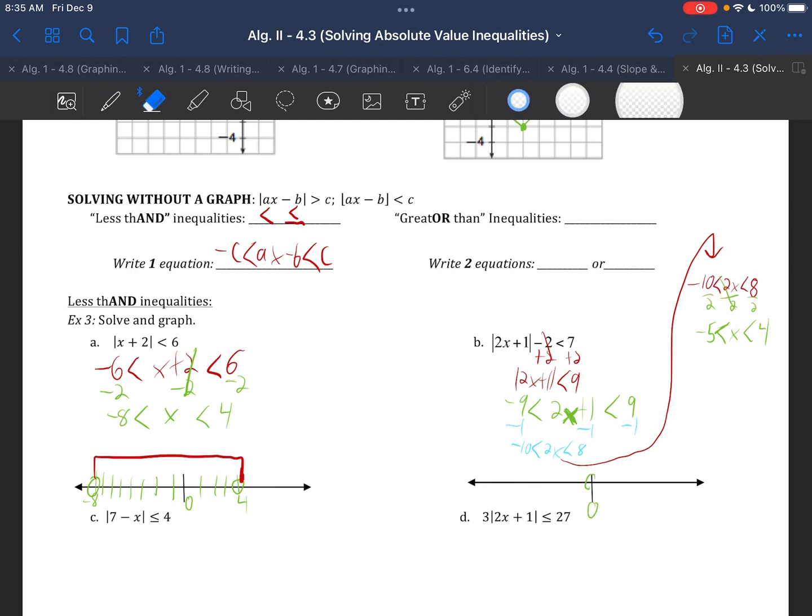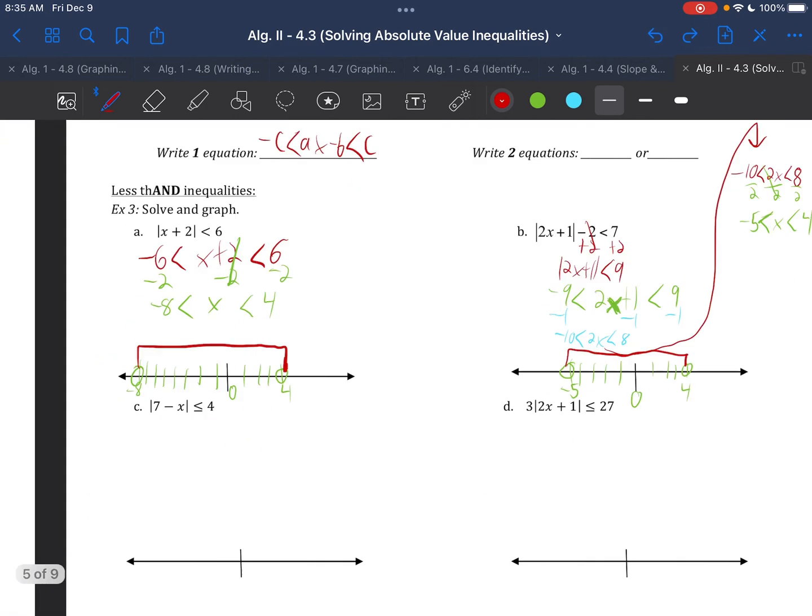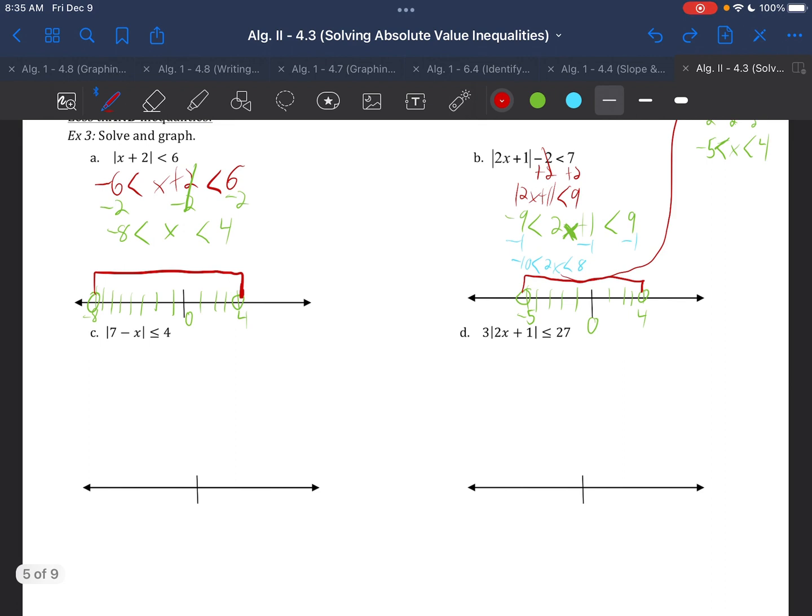So I go to graph. I have 0 in the middle. Then I'm going to go 5 to the left, 1, 2, 3, 4, 5. Do an open circle because it's not or equal to. 4 to the right, 1, 2, 3, 4, open circle. And I'm going to connect them. So once again, I like connecting them this way. If you want to do this or just this, you're welcome to, as long as you can see it.